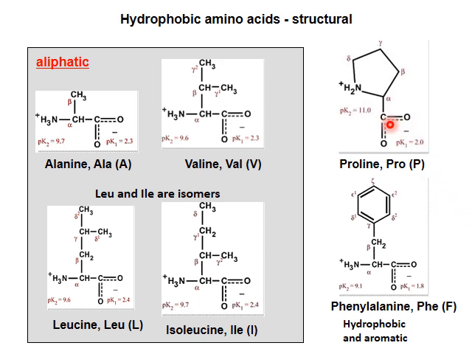Proline is an interesting one because it's an amino acid with a secondary amine and a cyclic side chain. Notice its pK is a lot different as a secondary amine versus a primary amine. You don't have to memorize the value, but be able to understand what it means.